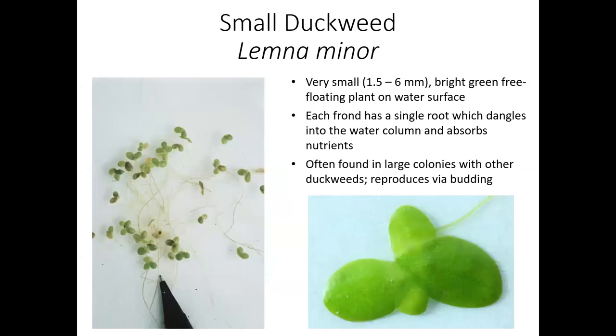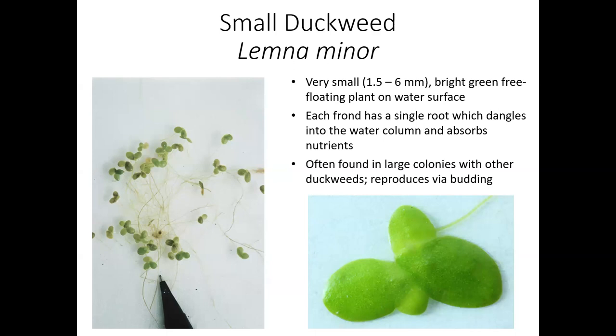All right, go ahead. Now we're going to talk about a couple of these free-floating plants. The first one here is our small duckweed, or Lemna minor. This is a very small plant, only a couple millimeters in diameter. You can see on the left here, this is the tip of a mechanical pencil, and then these are the individual small duckweed plants. It's typically a bright green color. And again, these float freely on the water surface.